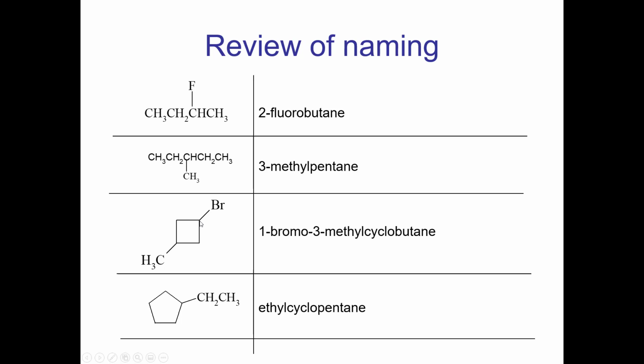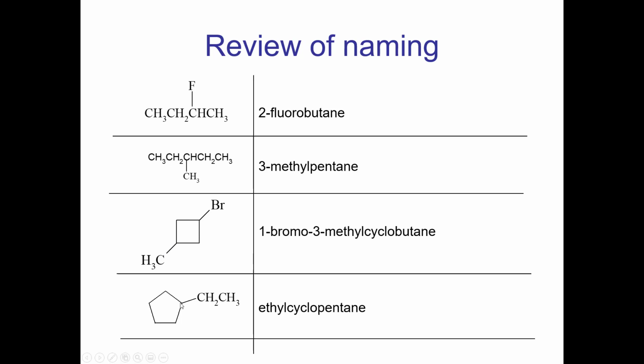We have numbered them in such a way that our first substituent group is on the lowest numbered carbon. In this case, we can just name this carbon number 1. That's number 1, then it's going to be 2 and 3. So we have 1 bromo, 3 methyl cyclobutane.